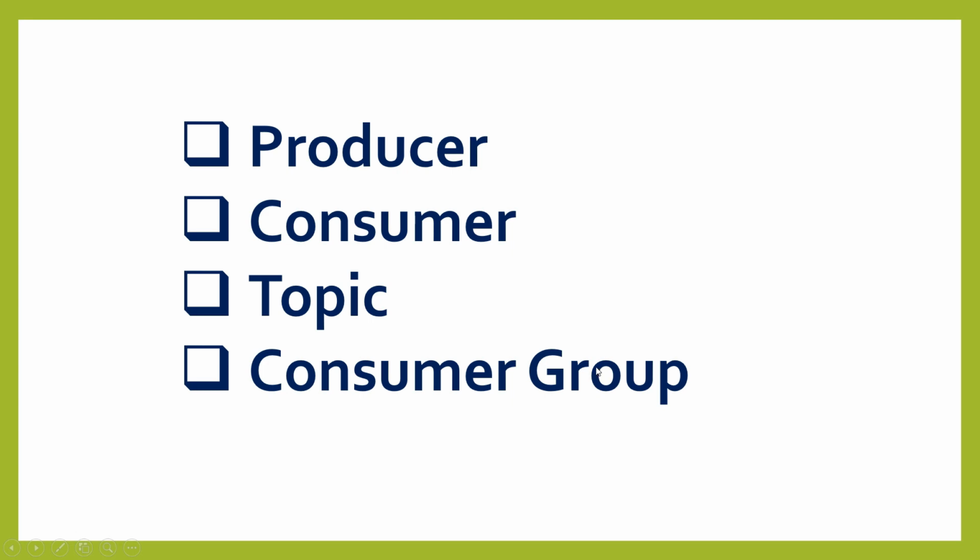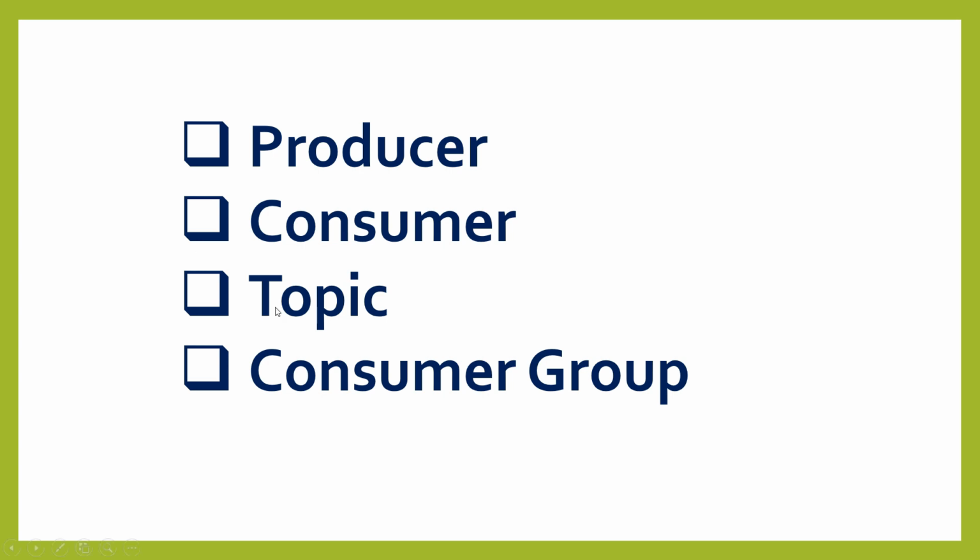This is chapter 2, where we are going to look at the basic pillars of Kafka, that is producer, consumer, topic and consumer group. In the last lecture we installed Kafka and created one topic to test whether Kafka was installed properly or not. So in this lecture we are going to look at what the producer, consumer, topic and consumer group are.